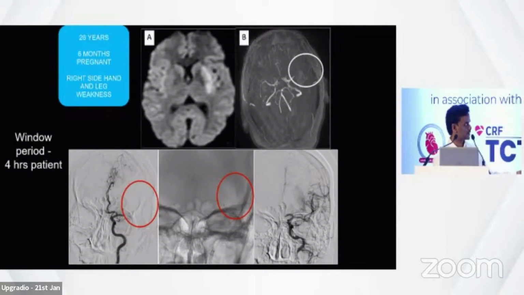Symmetry is not there, you can see that. So this is the middle cerebral artery. This was the before image, and this is the after image. This is the device that we have placed. This is called the Solumbra technique.